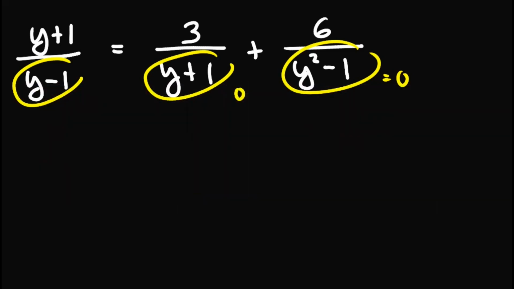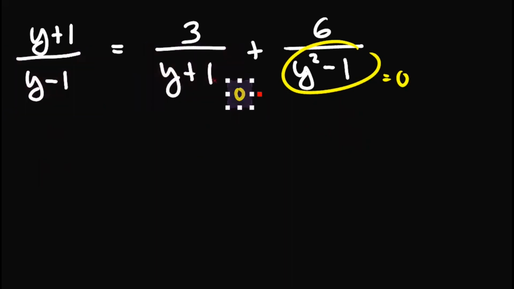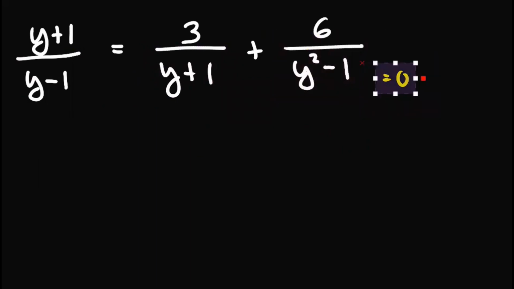So in all cases, let's remove this first. Considering all the cases, we know that the domain for this rational equation is all real numbers except positive and negative 1.